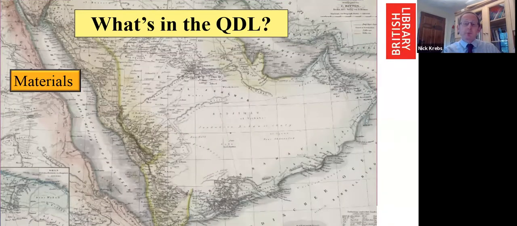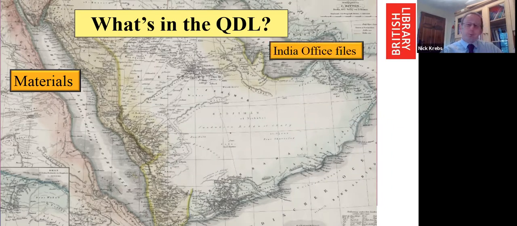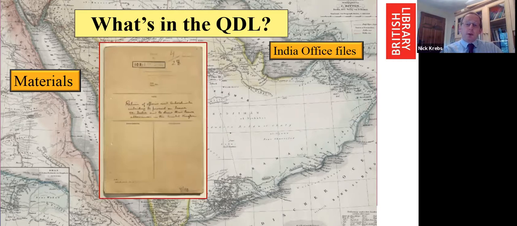So in terms of what's actually in the QDL, we can look at that in terms of the different materials we've got and where those materials have come from. The first sort of materials we've got are items from the India Office files. These are now held at the British Library since independence in India in 1947, and we have a lot of files from various parts of the India Office, and we'll come on to those in a little while.